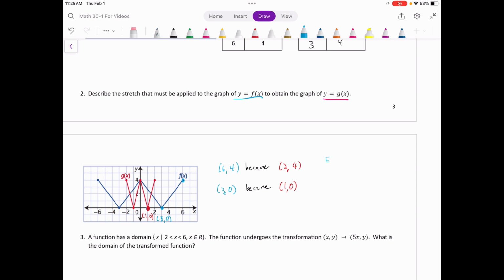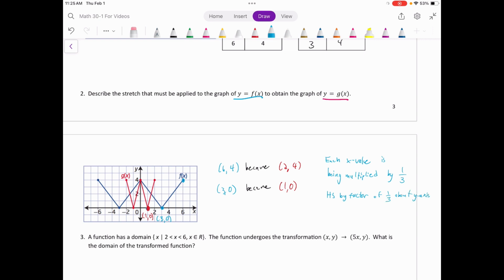Each x value is being multiplied by, well, what is it being multiplied by? To go from 6 to 2, we multiply by 1/3, right? Or divide by 3, you could say. 3 to 1, same thing, multiply by 1/3. So we have a horizontal stretch by a factor of 1/3 about the y-axis.